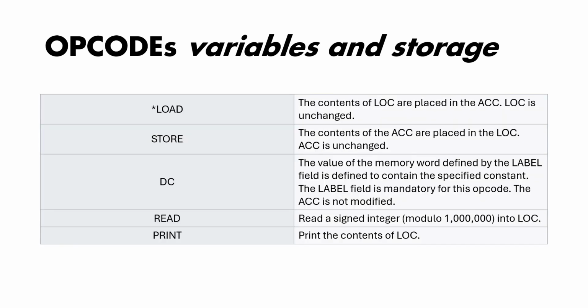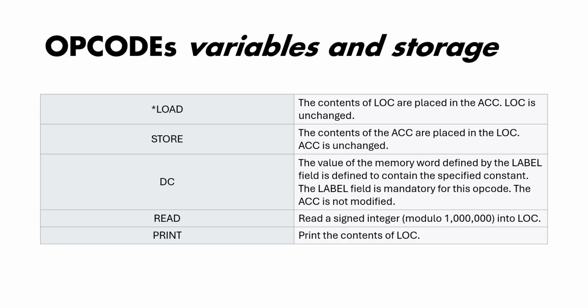So let's go over the first set of opcodes, and I'll explain them as we go through. Load is our first one, and this is the first in the set that have to do with variables and storage. So load will take the contents of the lock and place it in the accumulator, and the lock is also unchanged. Pretty straightforward. Store does the inverse. It takes the contents of the accumulator and places it in the variable as referenced in the lock. The accumulator remains unchanged.